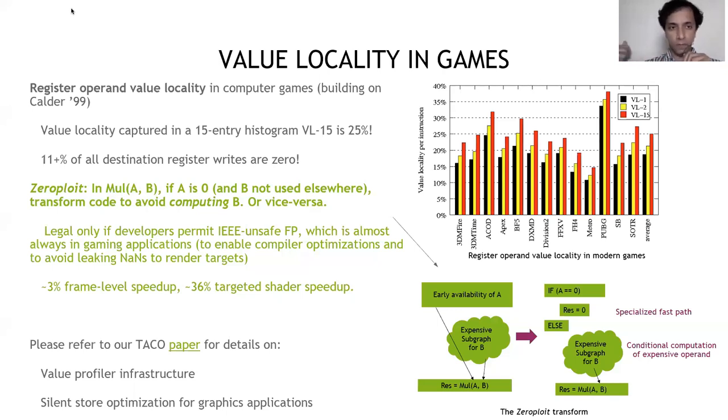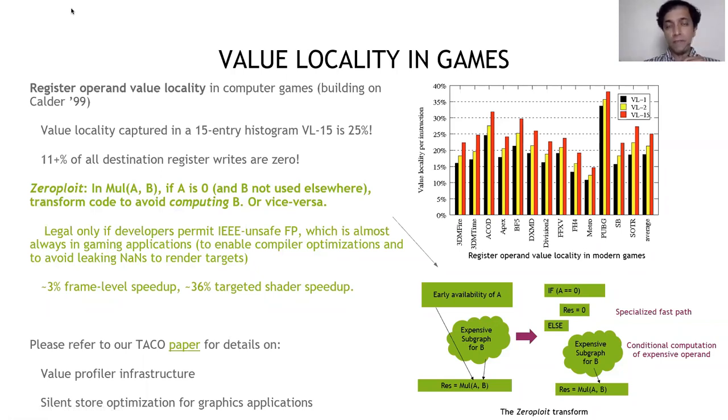We rely on this fact to build our optimization called Zeroploit. Zeroploit works as follows. If there is, let's say, a multiply operation or any similar operation, but let's take a multiply for now. If there is a multiply A comma B and A is zero dynamically, then the key insight is there is no need to compute B because the result of zero times anything is going to be zero. So we then transform the code as shown here in the right bottom. We introduce a branch which checks to see if A is zero dynamically. If it is, execution proceeds to a specialized path where we simply write zero to the destination. Else, we compute the expensive subgraph for B and perform the actual multiplication.